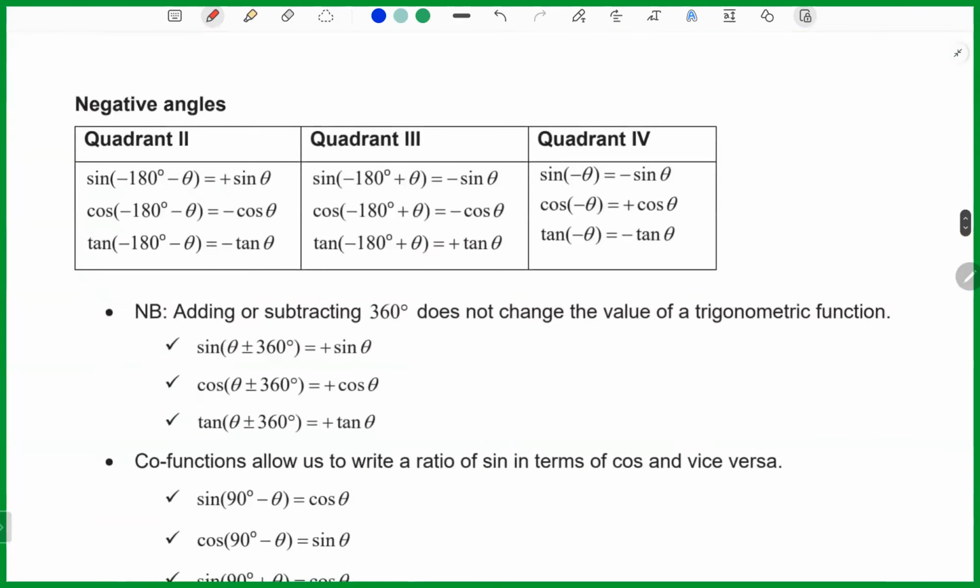There are certain things you call negative angles, and these negative angles remain very, very important.